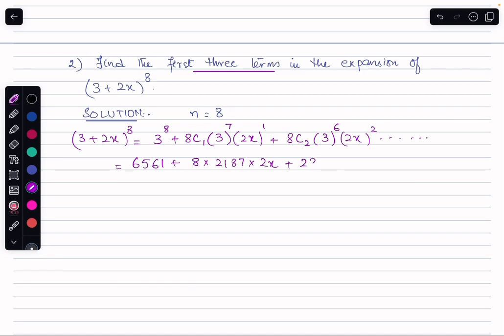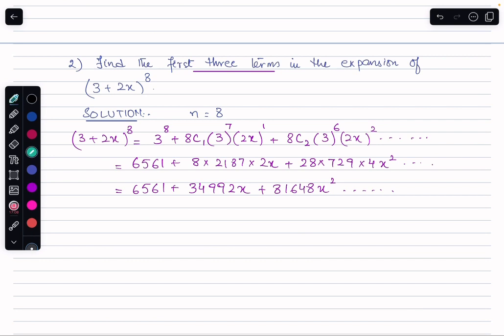So I have 28 times 3 to the power 6, which shall be equal to 729 times 2 square, that is 4x square. And my final expansion is going to be 6561 plus 8 times 2187 times 2, and that will give me 34992x, and then it should be 28 times 729 times 4, which will give me 81648x square, and so on.